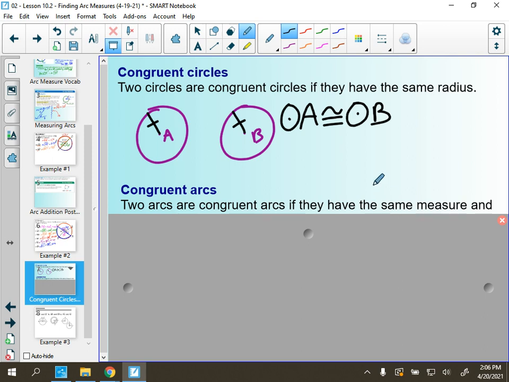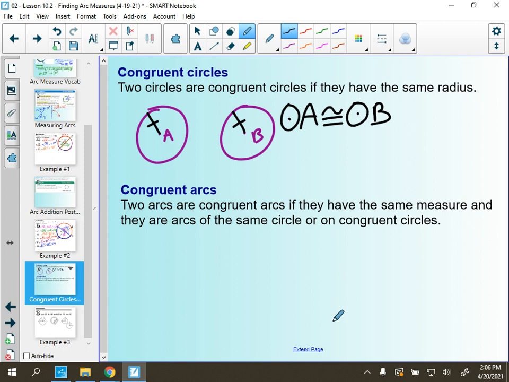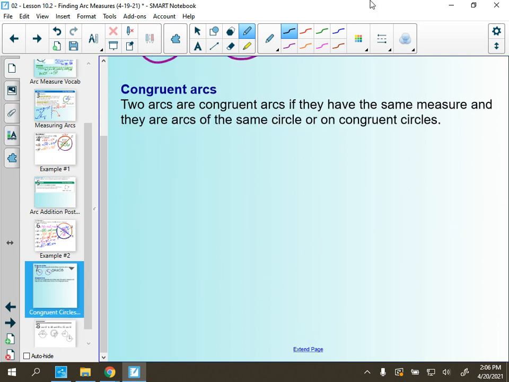And then there's kind of a two option way that we could say that to know that they were congruent. We could know that they're on the same circle, or they were on different circles, but I knew that those circles were congruent. So let's illustrate those here in our notes, and then we'll look at the last example.